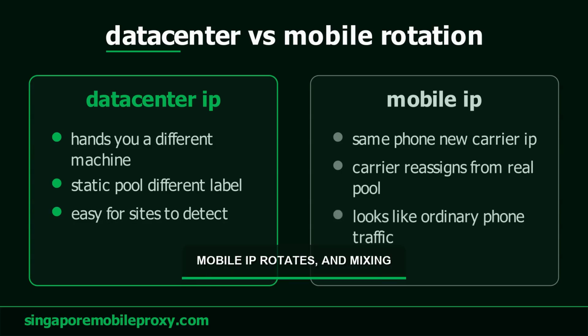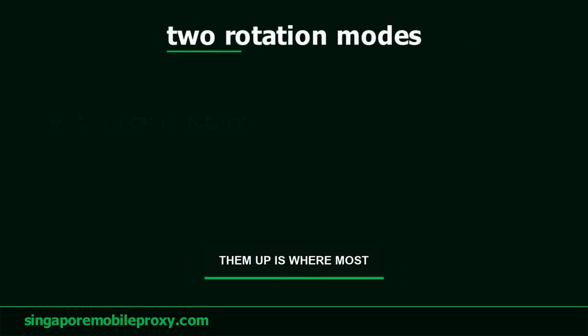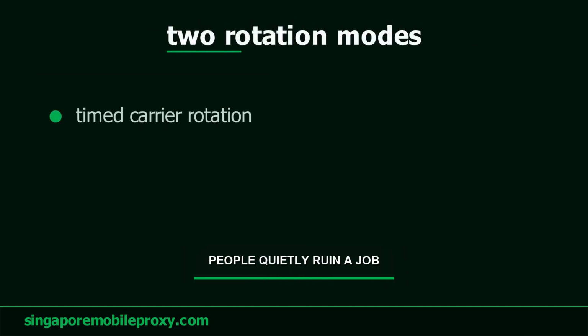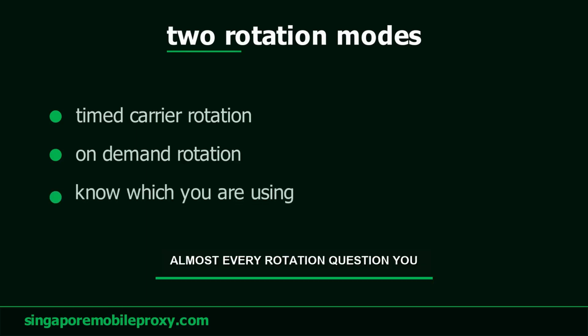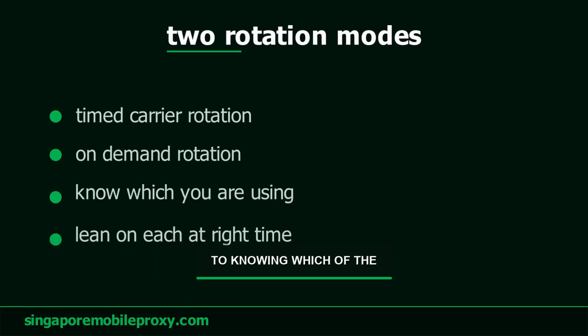There are two ways a mobile IP rotates, and mixing them up is where most people quietly ruin a job without ever seeing an error message. The first way is timed carrier rotation. The second way is on-demand rotation. Almost every rotation question you will ever have comes down to knowing which of the two you are using and when to lean on each.